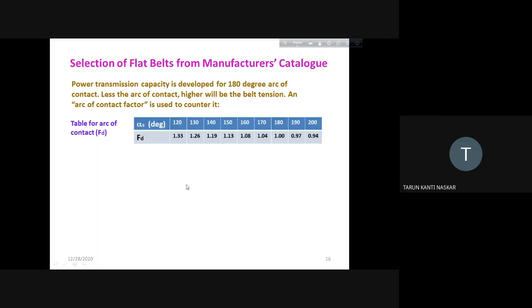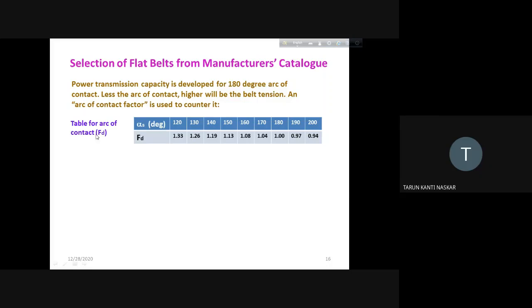Now, if the arc of contact is less, obviously belt tension will be higher, e to the power mu alpha. So if alpha is lower, then for the same power transmission, that means to get the same value of P1 minus P2, the P1 should be higher. So the less the arc of contact, the higher will be the belt tension. So an arc of contact factor is used to counter it. You have to use an arc of contact factor if the arc of contact is other than 180 degree.